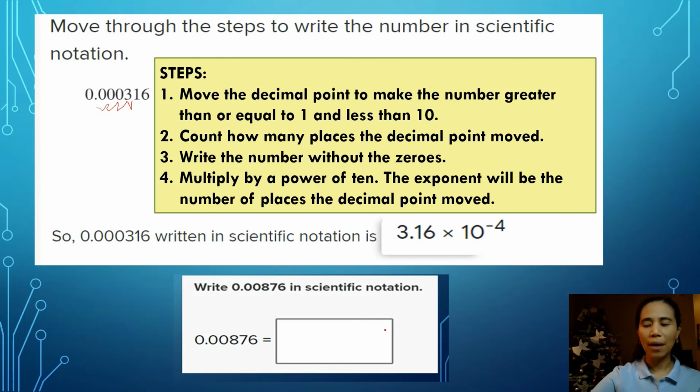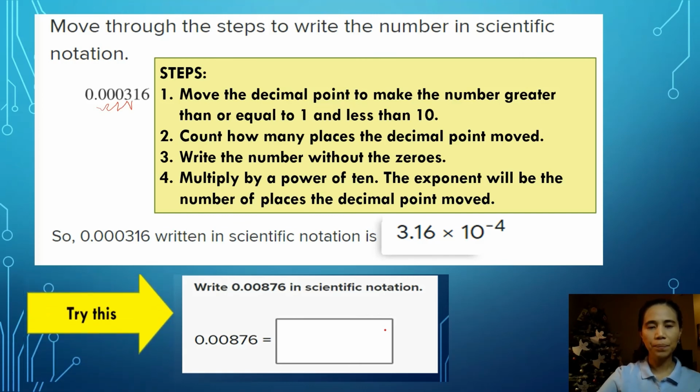Alright, so I'm giving you 30 seconds to try the following example that is at the bottom. Try writing 0.00876 in scientific notation. Okay, you can begin.